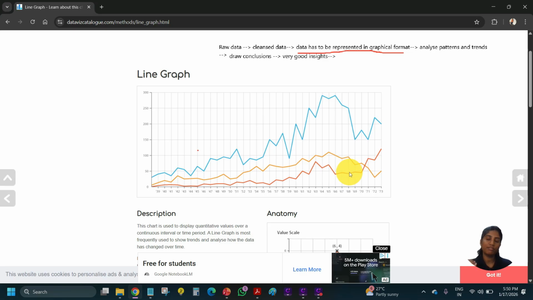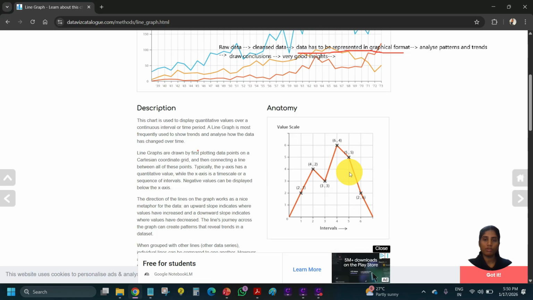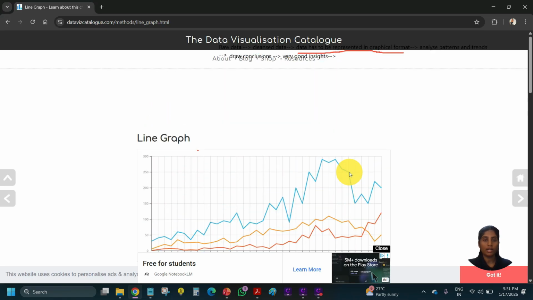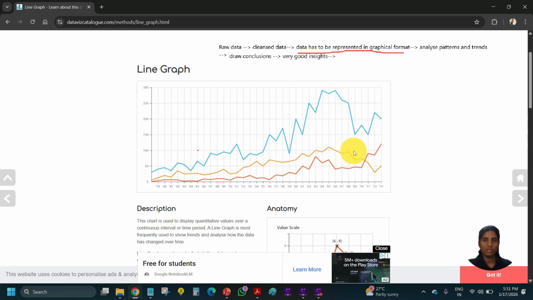So this will give a conclusion like how can company C become top place, how can it increase the sales. So these kinds of conclusions we can make by using these bar charts, line charts. So that is what I have written here. First, raw data we clean it, and the data can be represented in a graphical format, and we try to analyze the patterns and trends.